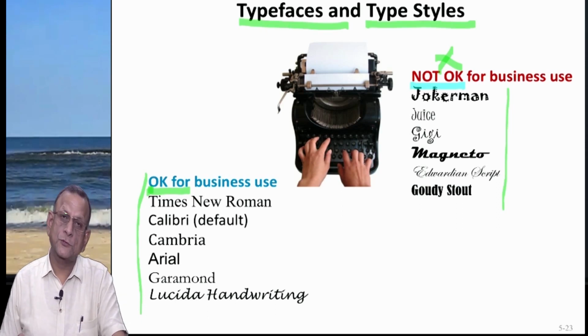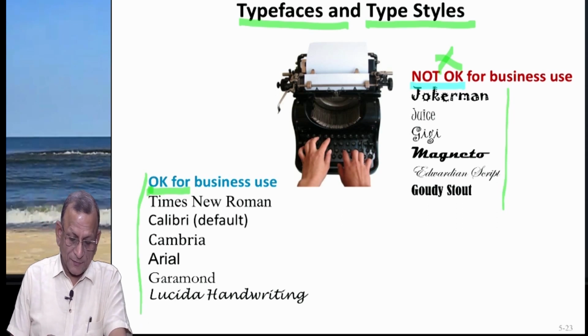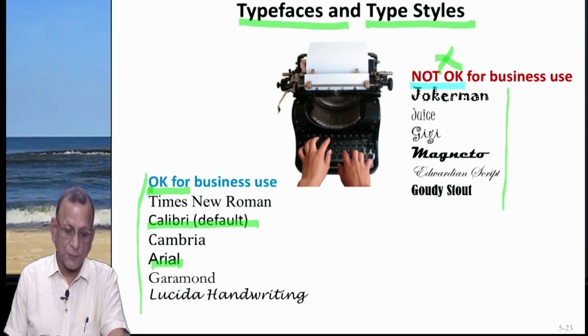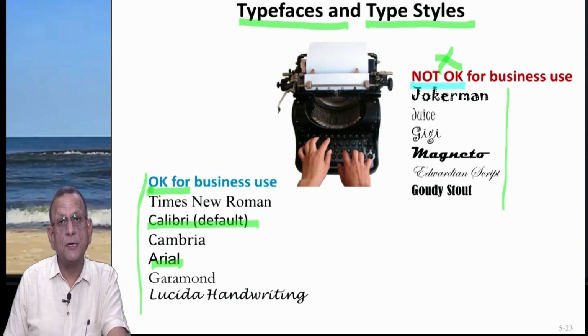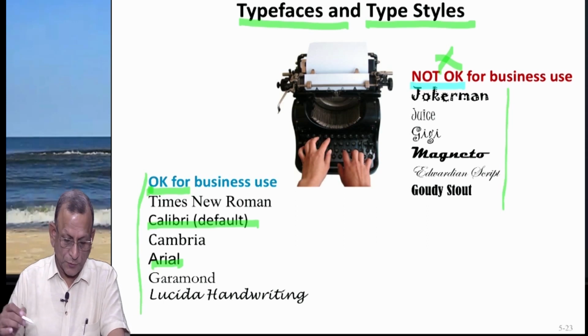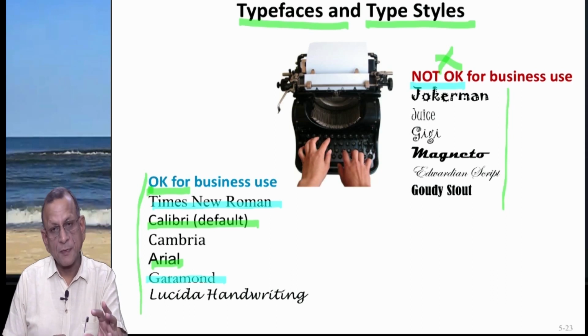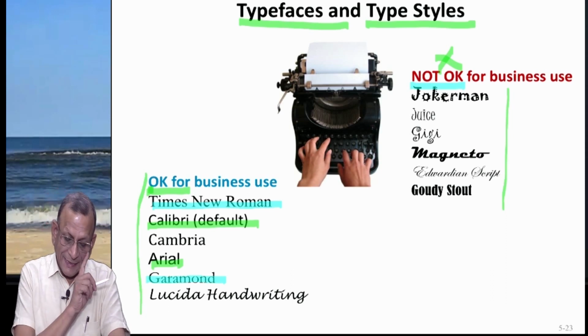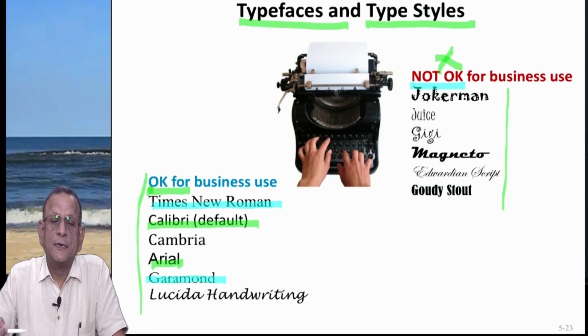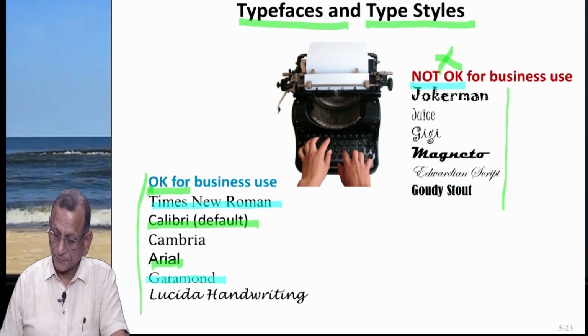Now, if you want to use two types, then you may use, like, Calibri and Arial. You can see that they are somehow similar. Similarly, you may also use Times New Roman and Gadamon. Somehow similar. So, understand what kind of typefaces and type styles are similar, which you may use.